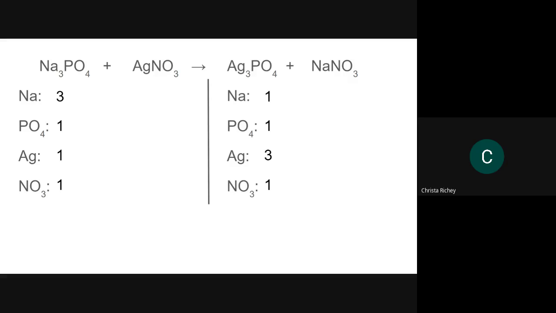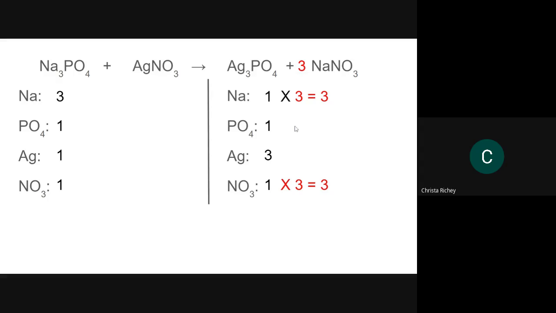Starting at the top, 3 is not equal to 1. What am I going to multiply this side by to make them the same number? By 3. That's going to go in front of the compound that contains that sodium ion. Now I have to distribute it to nitrate. Now I don't have 1 nitrate. How many do I have? 3. Didn't change anything else. I can start back over at the top. I now successfully have 3 equals 3.